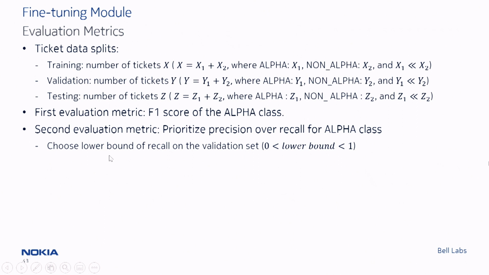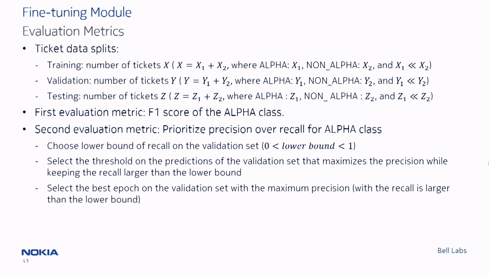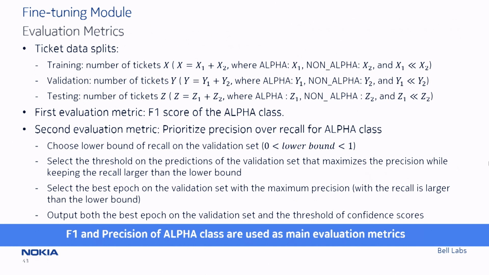That's why we need to choose a lower bound of the recall on the validation set. Then we select the threshold on the predictions of the validation set that maximizes the precision while keeping the recall larger than the lower bound. Then we select the best epoch on the validation set with the maximum precision. Of course, we need to make sure that the recall is larger than the lower bound. Finally, we output both the best epoch on the validation set and also the threshold of the confidence scores. So F1 and precision of the alpha class are used as the main evaluation metrics.